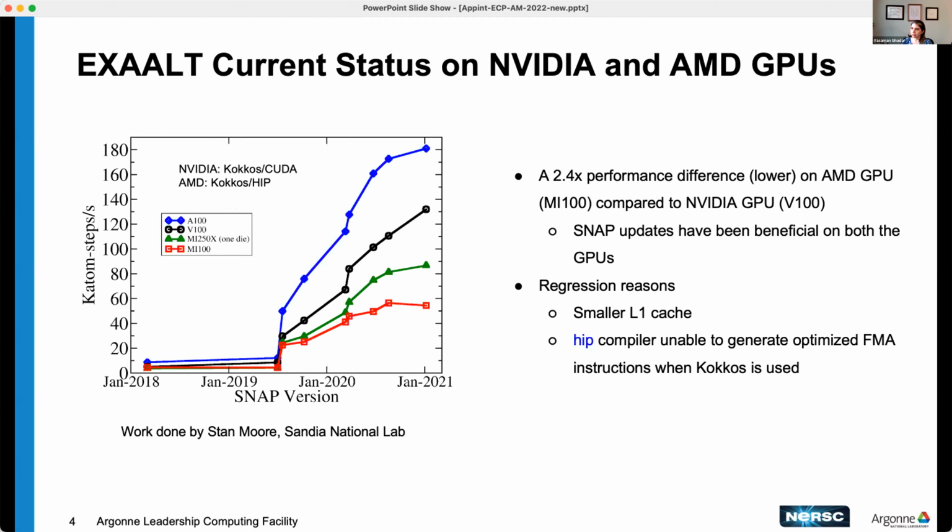Rahul is going to take over and discuss further details about the status of Exalt on the NVIDIA and AMD GPUs.